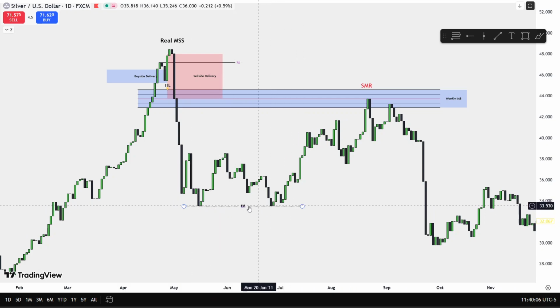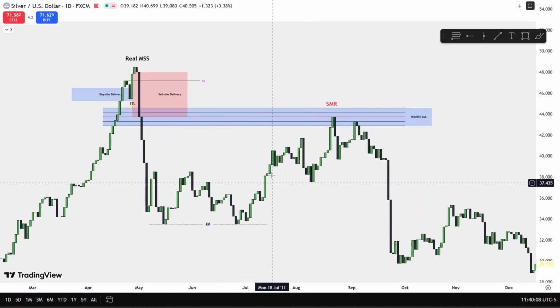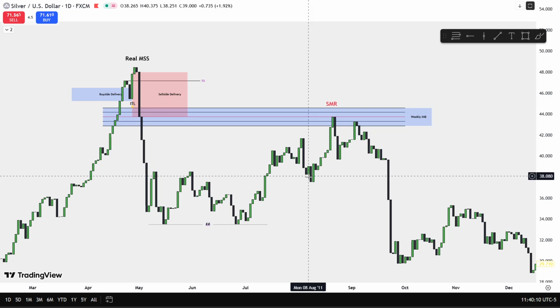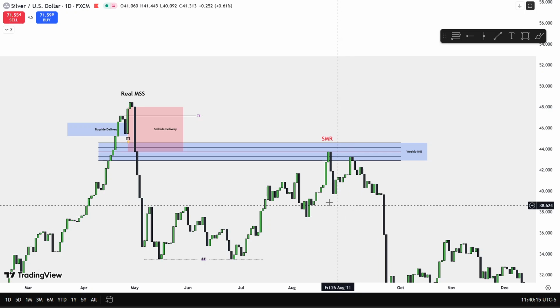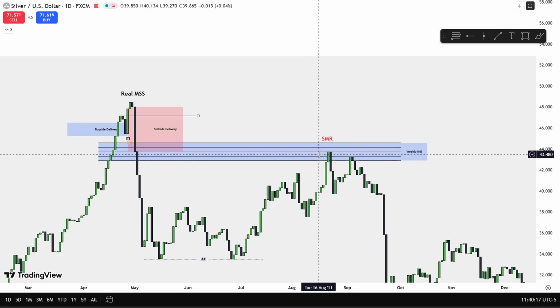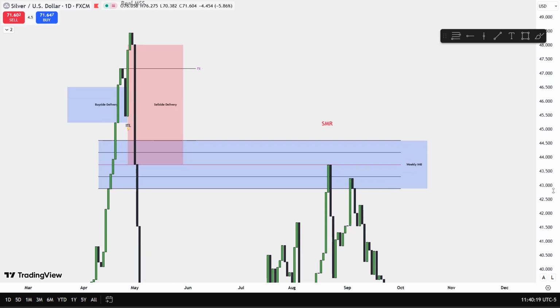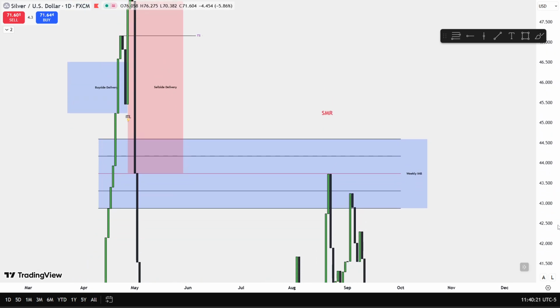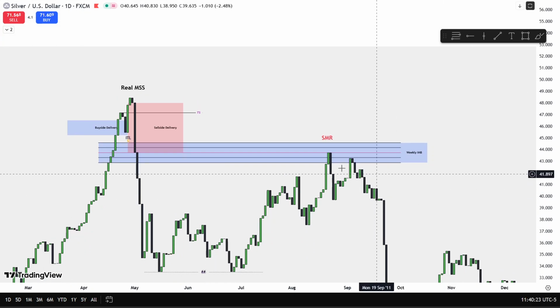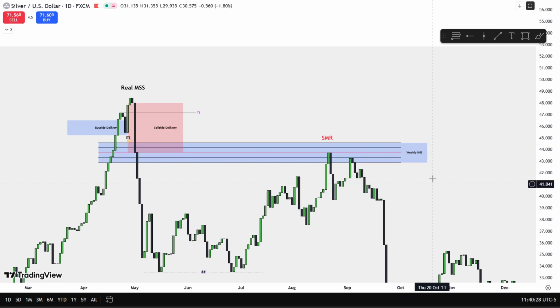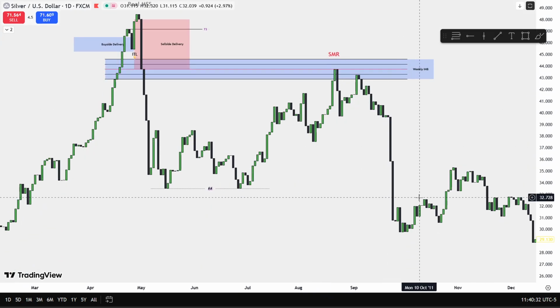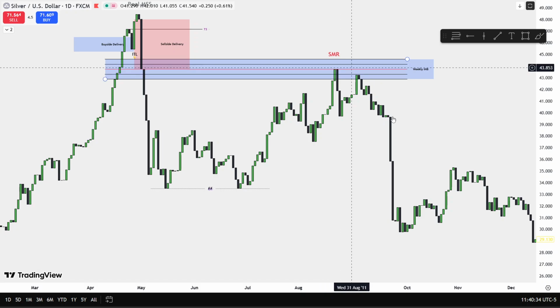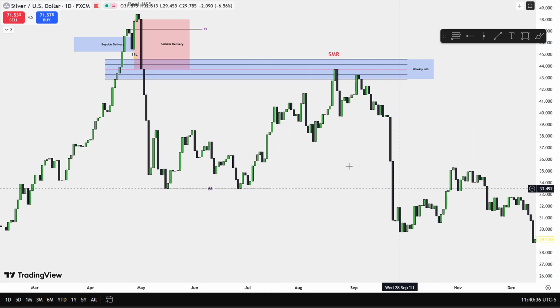Price rallied, this is a stop hunt, it rallied to the upside, but look at the price where it is stopping dead. Look at it, even the pips. It's stopping dead at the consequent encroachment of this weekly imbalance. Right here is the smart money reversal, a dump to the downside. So this whole price action is known as a market maker sell model.